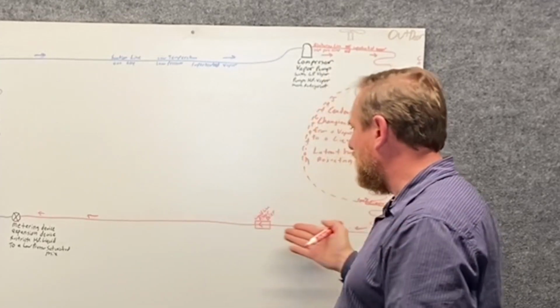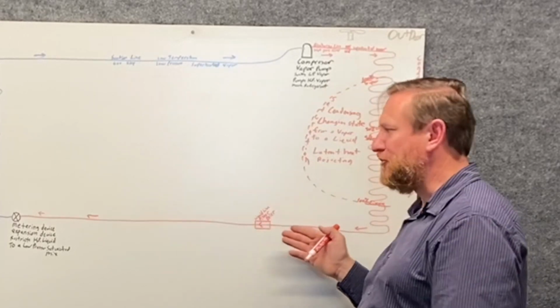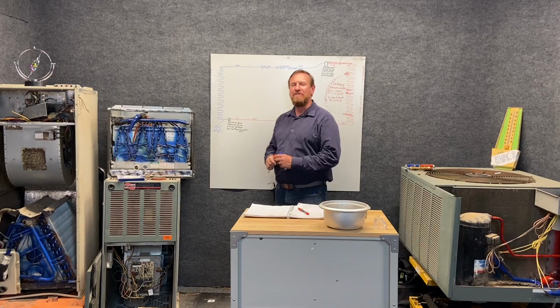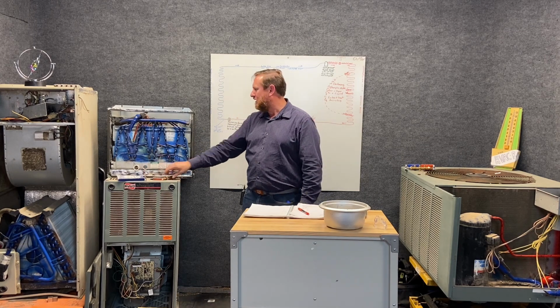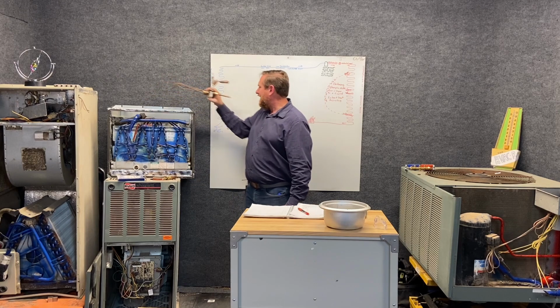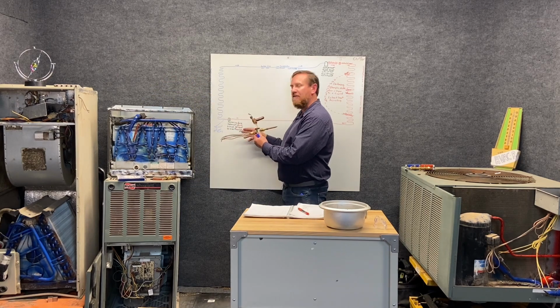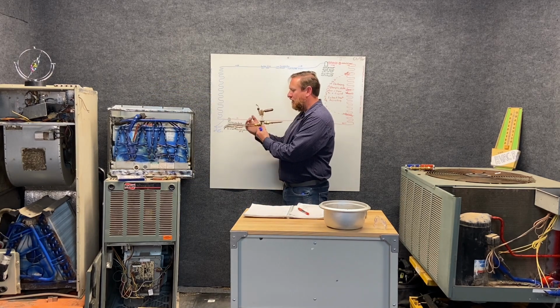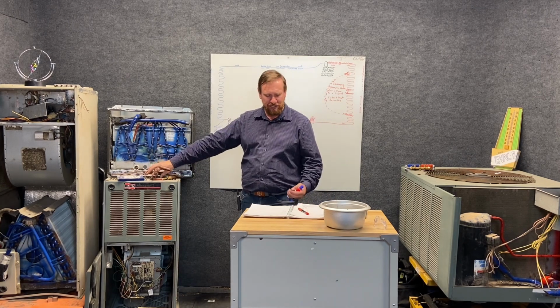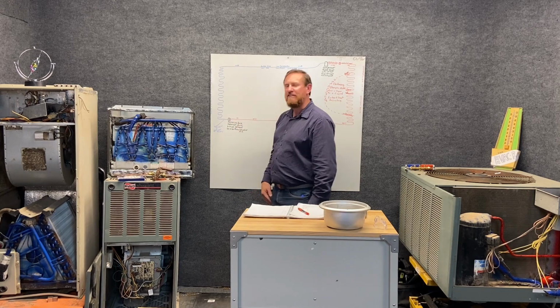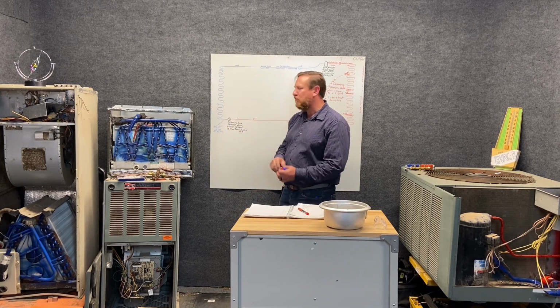Now we follow through our liquid line filter dryer. And then we end up with our metering device, also known as an expansion device. Whichever one you have to picture, whether it's a metering device or expansion device, it is going to allow it to restrict from a high pressure liquid over here to a low pressure saturated mixture. And blue represents low pressure. So here it's a low pressure saturated mixture. It's 75% liquid, 25% vapor.